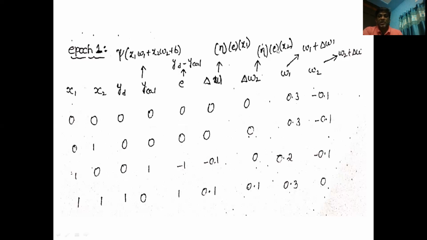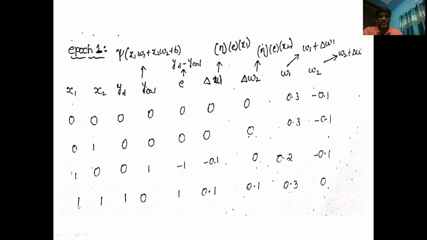Delta W2 is eta into error term into x2. Since x2 is 0, this is going to be 0. Now the updated values are W1, that is existing W1 plus delta W1. Therefore, 0.3 minus 0.1 becomes 0.2. W2 is minus 0.1, but delta W2 is 0. Therefore, there is no change in this minus 0.1. Now the weights are updated. Originally it was 0.3 and minus 0.1. Now they are 0.2 and minus 0.1. Therefore, we consider these weights for the next iteration.